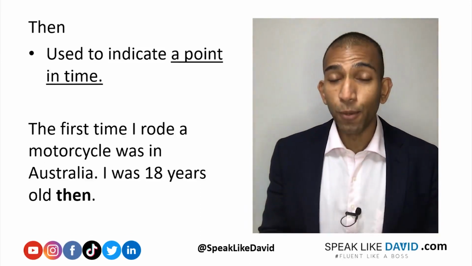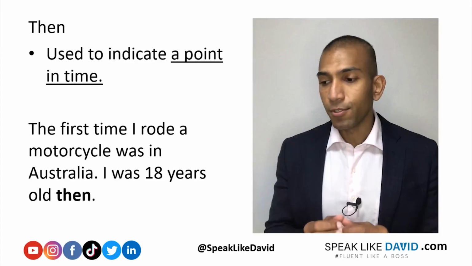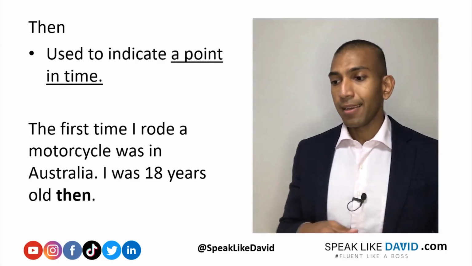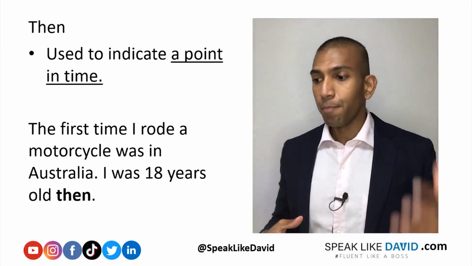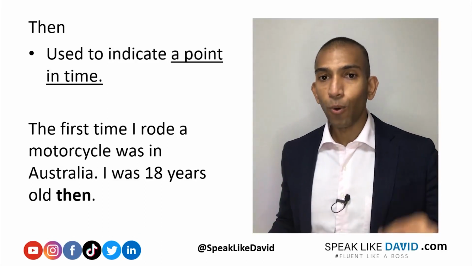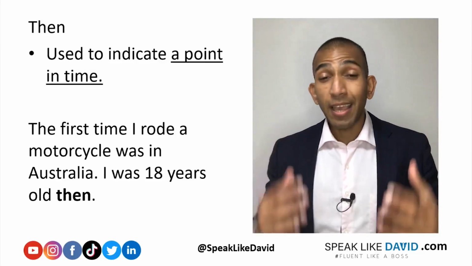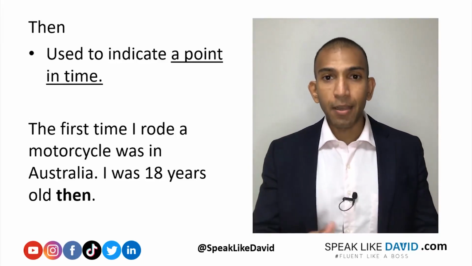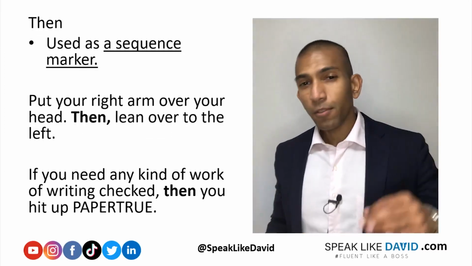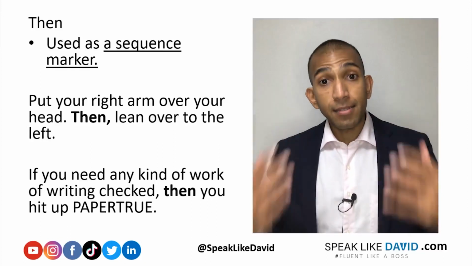Then can be used to indicate a certain point in time. So for example, when I say the first time I rode a motorcycle was in Australia, I was 18 years old then. When I say then in this sentence, it means I was 18 years old at the time, or at that time. The other way to use then with an E is as a sequence marker.